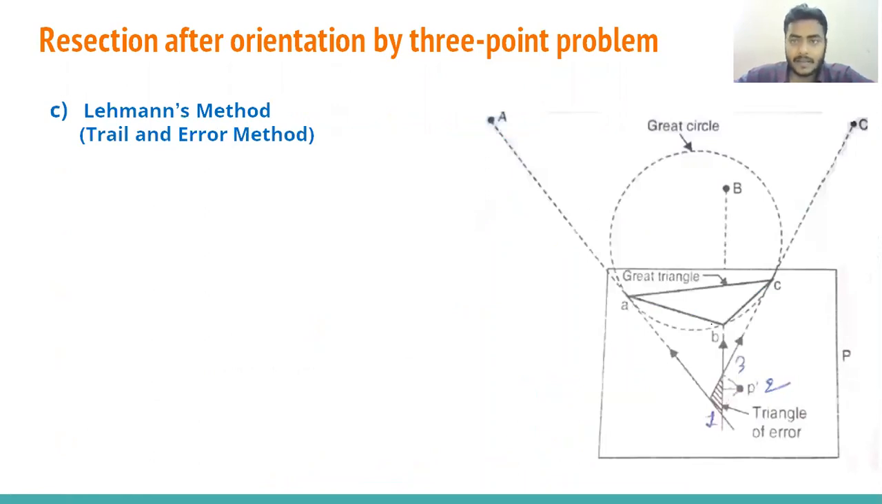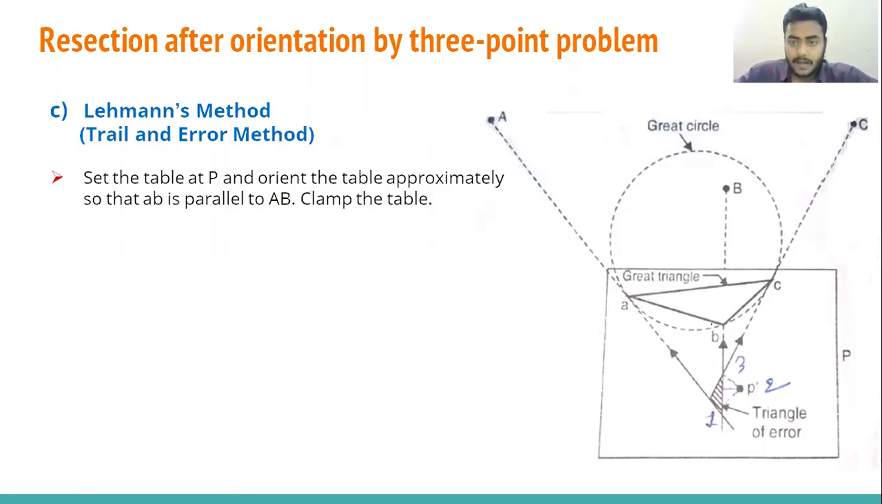Lehmann's method is called the trial and error method, or we can say it is a very time-taking process. It is very easy. Just draw, set the table. In this case, stations A, B, C are known locations denoted on the drawing sheet by small a, small b, small c, and P is the station that we have to locate on the drawing sheet. So we kept the plane table at P station, and by eye we can judge that ab should be parallel to AB. So we have done that also. Now clamp the table.